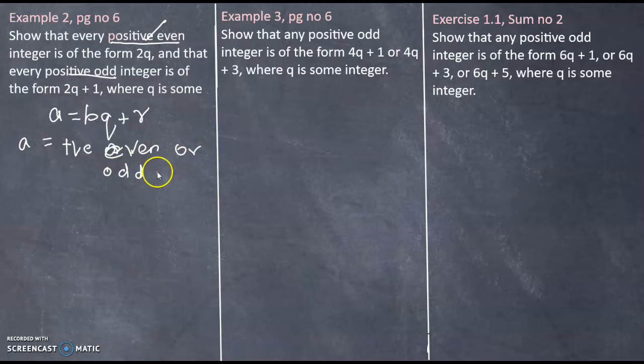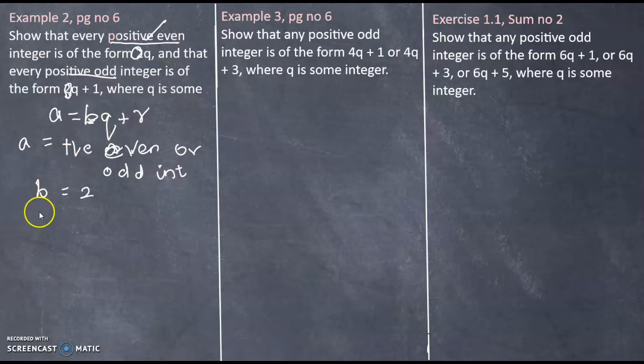Any integer. An integer is nothing but a whole number, either minus 4, minus 3, or 0 or 1, anything, just a whole number. And it is of the form 2q. Now, what is the value of b? Since this is given as 2, we'll take b as 2.